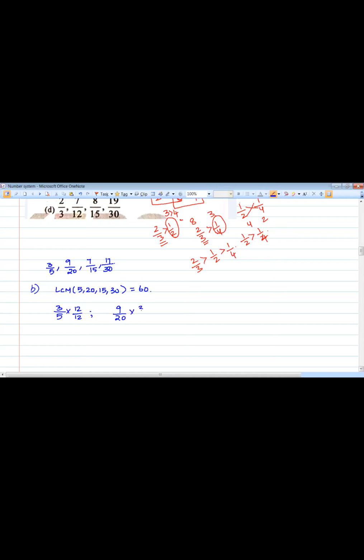So now 3 by 5 into 12 by 12. 9 by 20 into 3 by 3. 7 by 15 into 4 by 4. And the last one, 17 by 30 into 2 by 2. So what is the answer you will get here? Very simple. This one is 36 by 60. What about this one? 27 by 60. 28 by 60. And this one is 34 by 60.